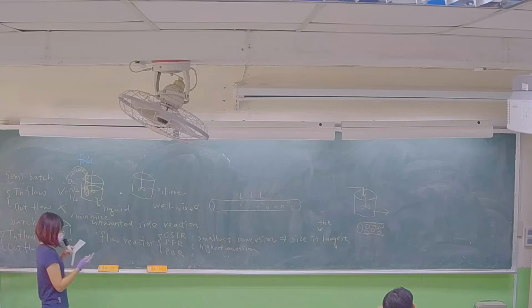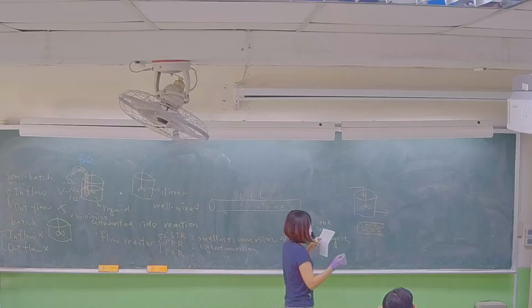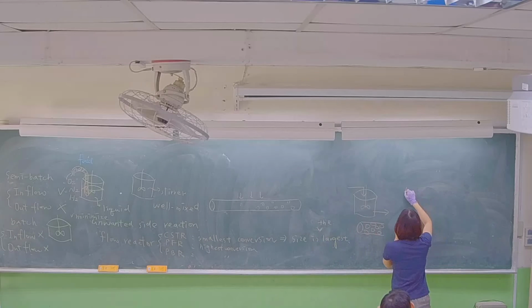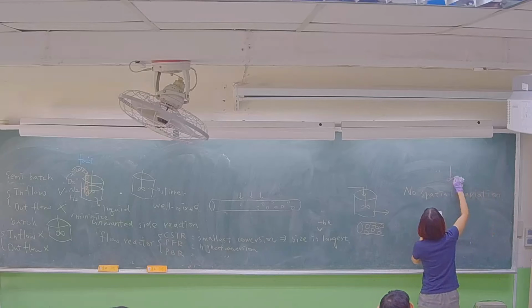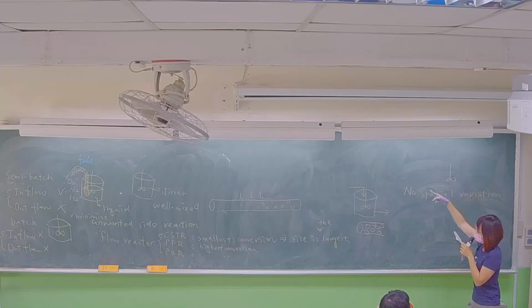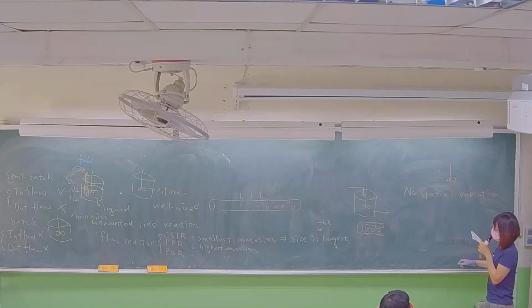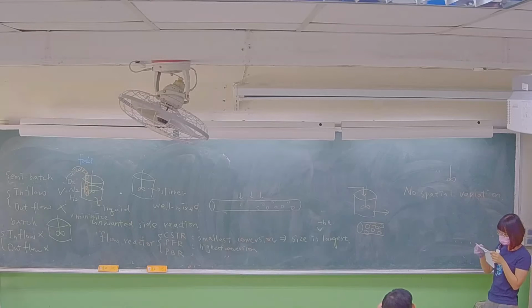Okay. The second column shows you the special part for each reactor. For the batch and the CSTR, the first one is no spatial variations. It results from the stirring. When you have stirring, there are no spatial variations. The stirring means no spatial variations for batch and the CSTR. Okay.